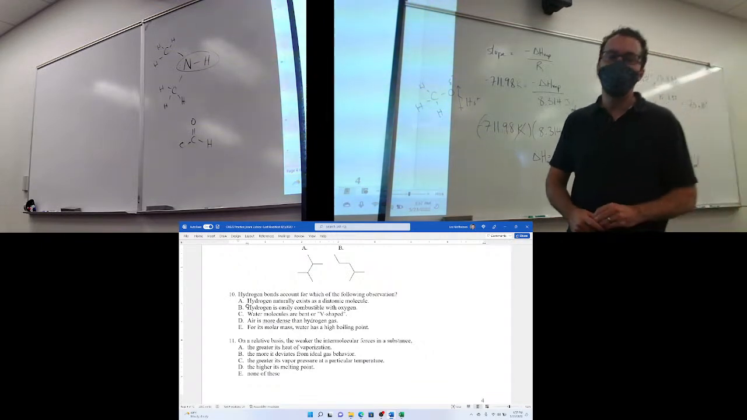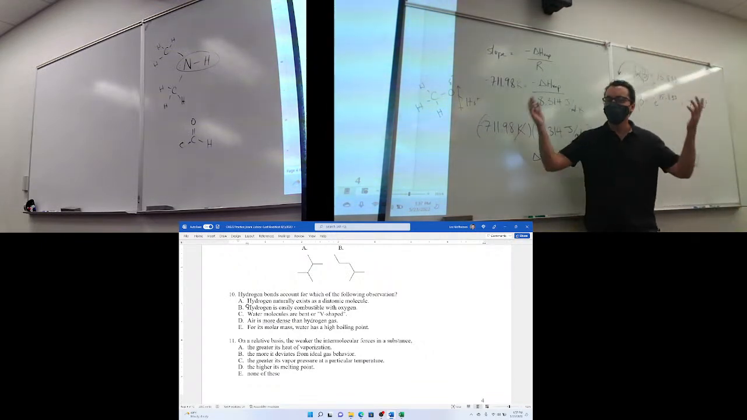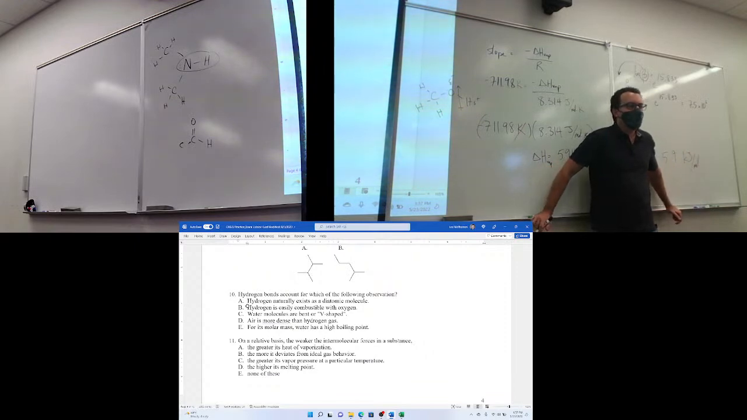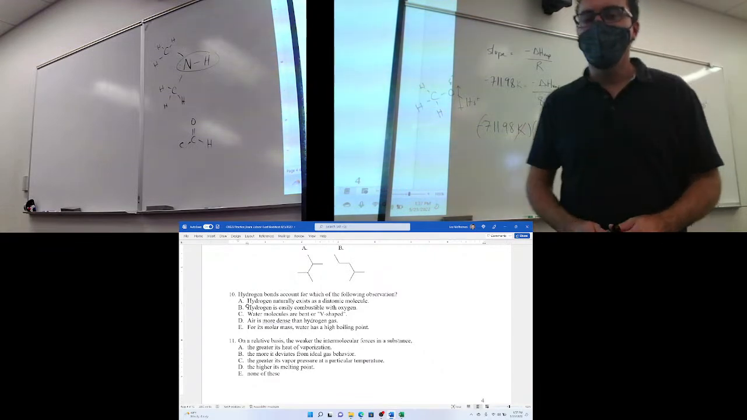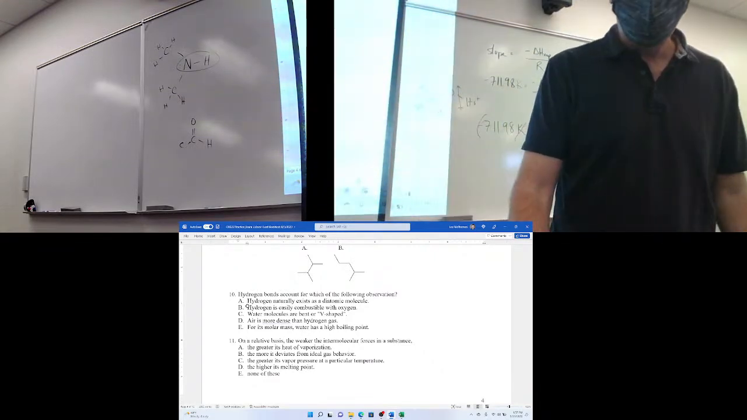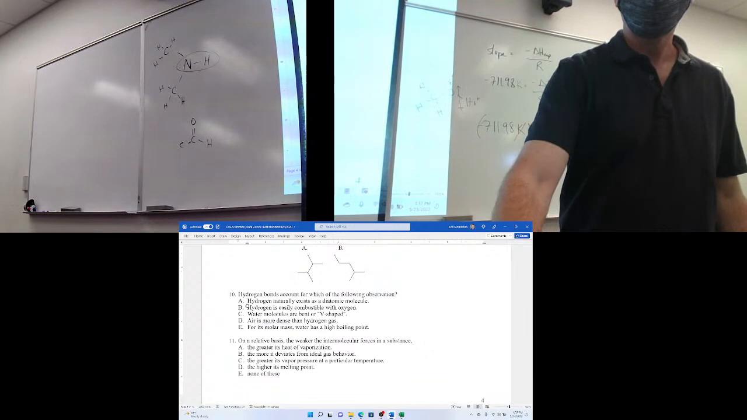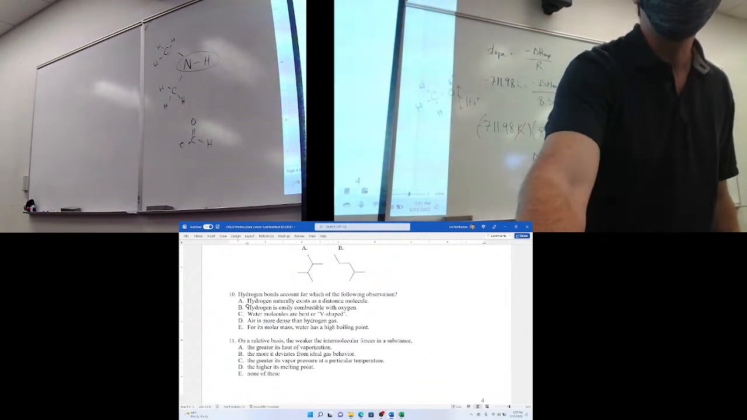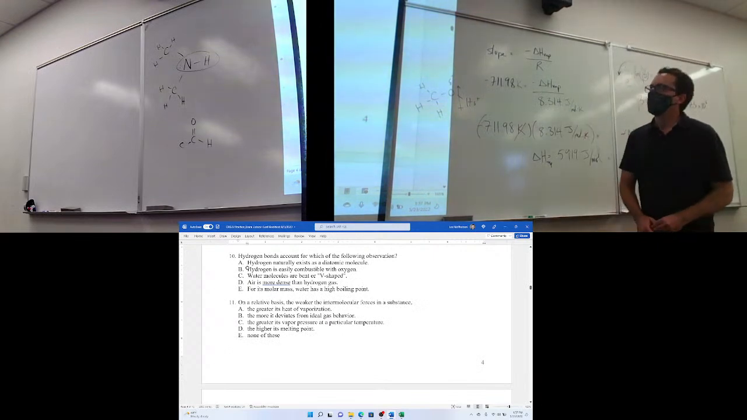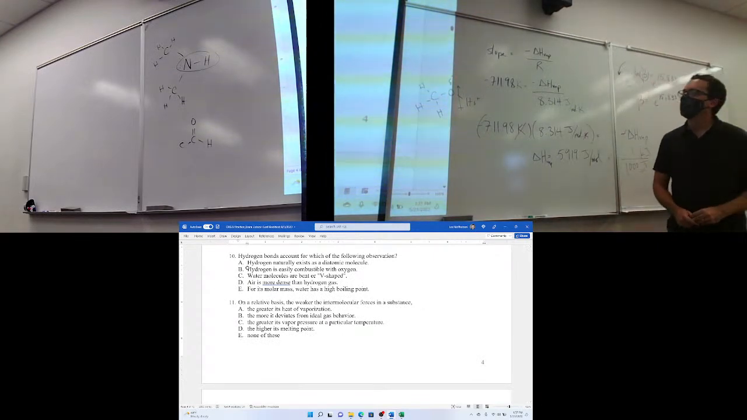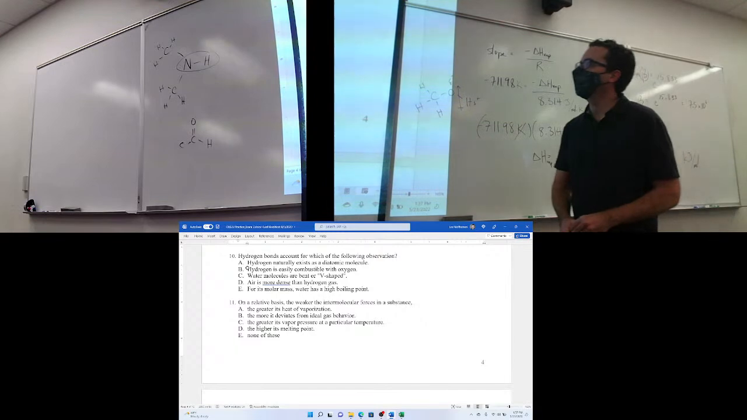E, for its molar mass, water has a high boiling point. That's it. It's got a tiny mass, and so you'd expect a really low boiling point, but because of hydrogen bonding, which is the strong kind of dipole-dipole interaction, it attracts its neighbor really well and stays a liquid. Yeah, the tough ones are when they're all true by themselves, but not in the context of the question.